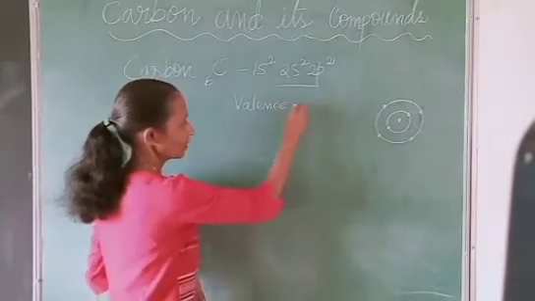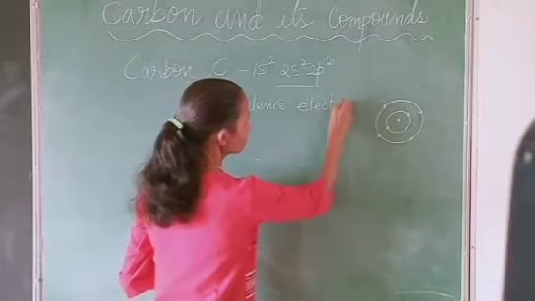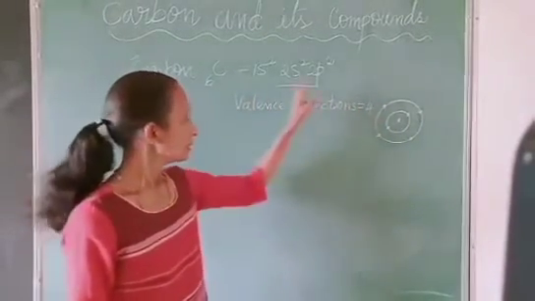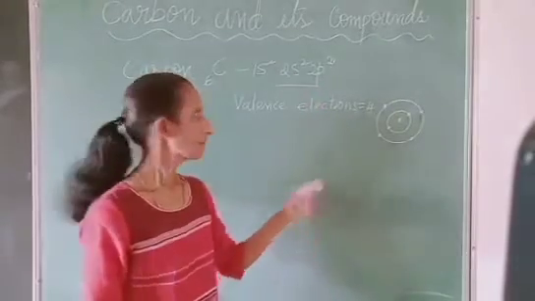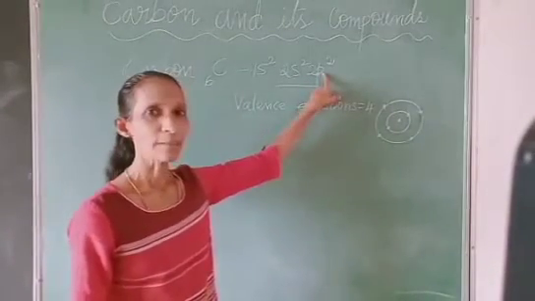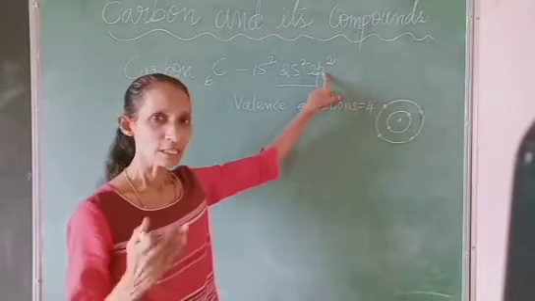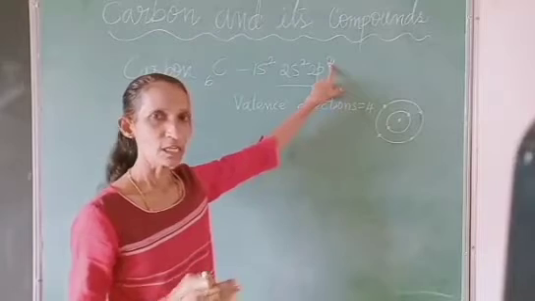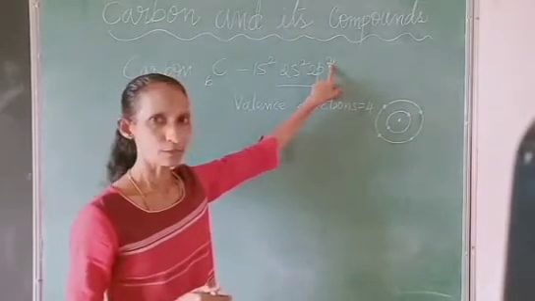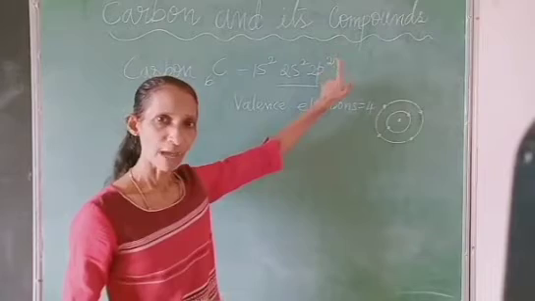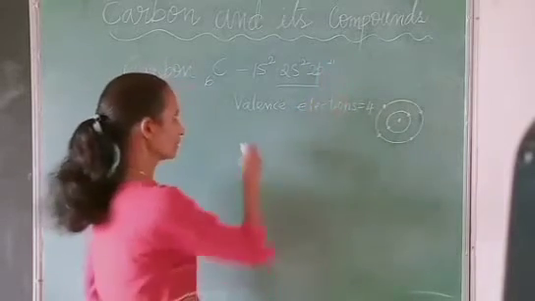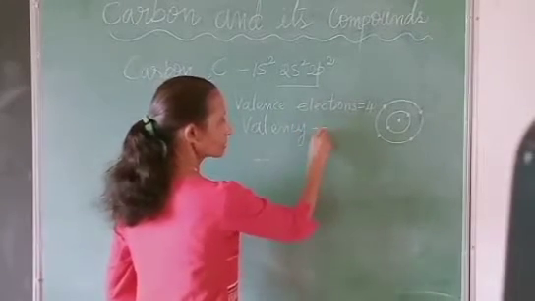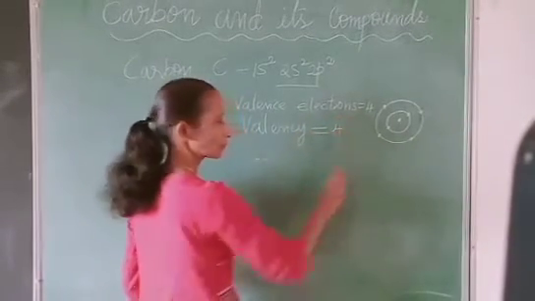Carbon has how many valence electrons? It has 4 valence electrons. What is the valency of carbon? P. What is the capacity of P? It is 6 electrons. How many electrons are here? 2 electrons. There is a shortage of 4 electrons. So, its valency is 4. It has 4 valence electrons and its valency is 4.